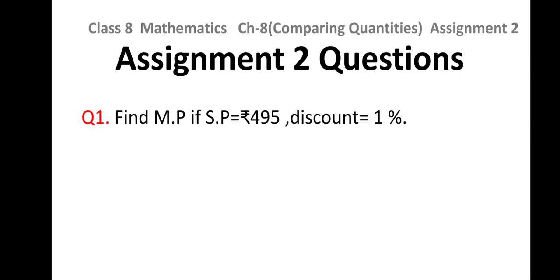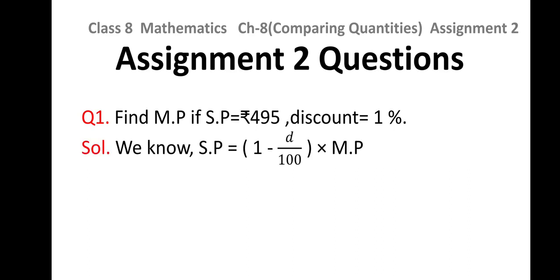Question number 1 is find MP, that is marked price. You are supposed to find out MP if SP is equal to rupees 495, that is, selling price is given to you as rupees 495, discount is given to you as 1%. Dear children, we have discussed one formula relating SP, MP and discount percent, and the formula is SP is equal to 1 minus D over 100 into MP, where D is given to you in percentage, that is, discount percentage is given to you.